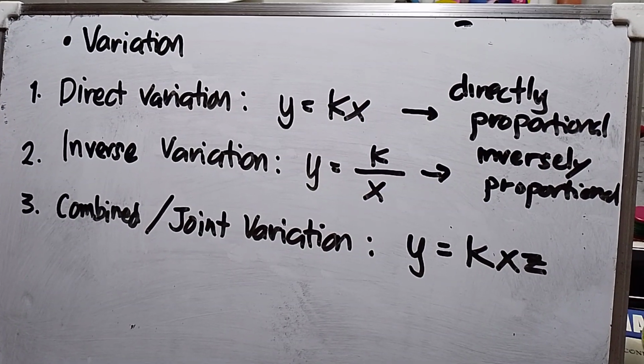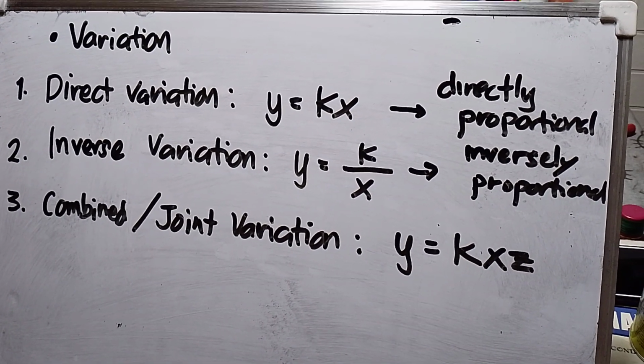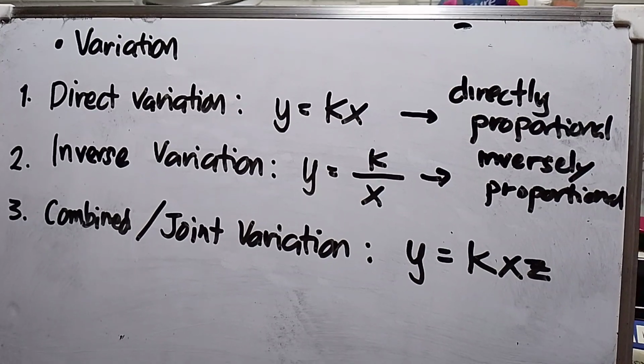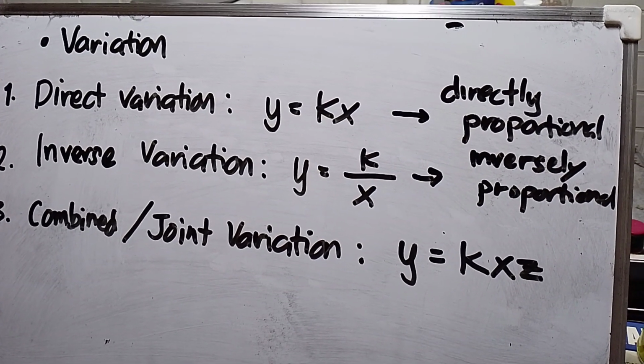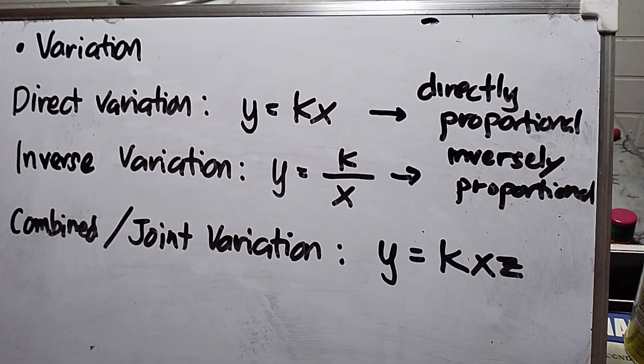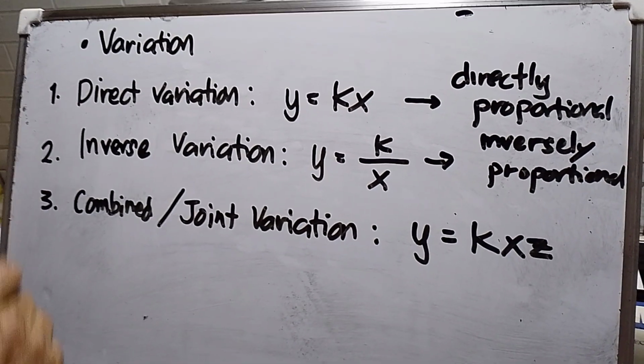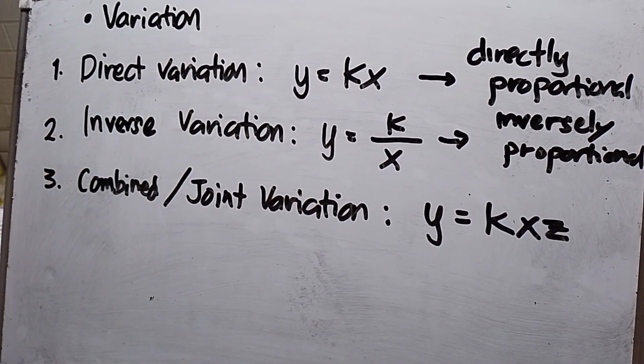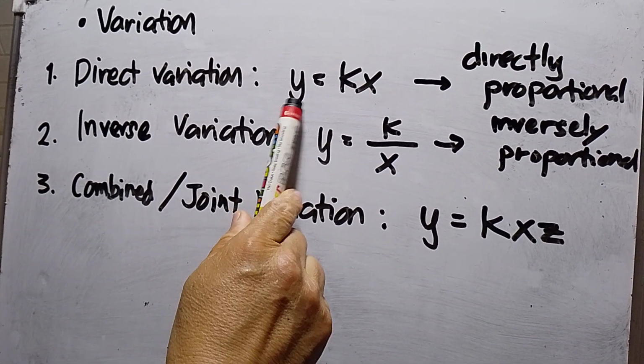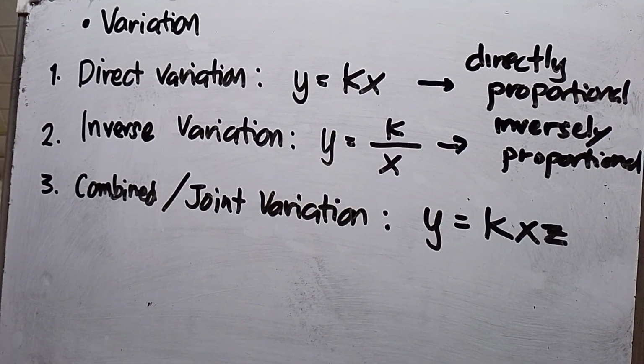Today's topic is about variation. This maths is intended for grade 9 students. Three types of variation. I have here number 1, direct variation, is y is equal to k times x.